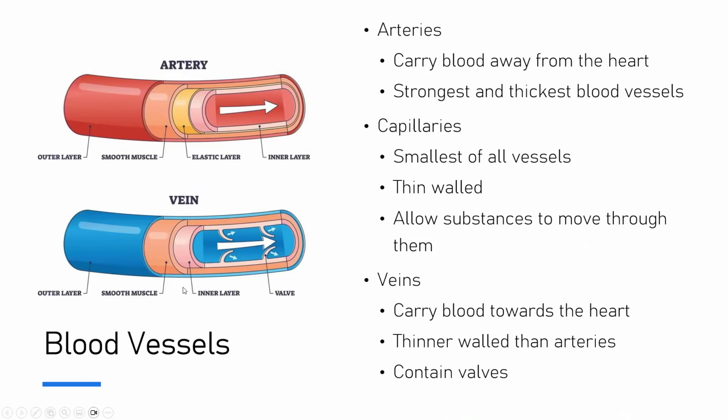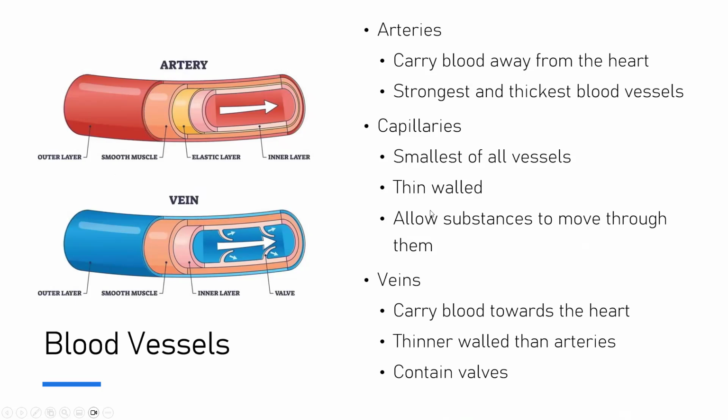Your vein doesn't have the elastic fiber, but it has valves, because blood in a vein needs to go only one way. Okay. You don't want it to back up. It needs to get to the heart to get oxygen. So the strongest and thickest blood vessels are the arteries. They carry blood away from the heart. Veins carry blood towards the heart. They are thinner walled than arteries and they contain valves.